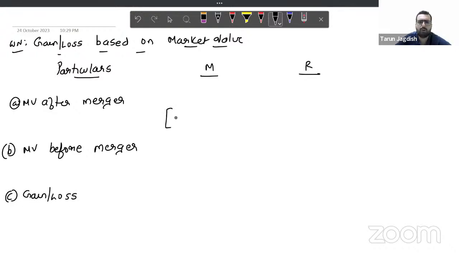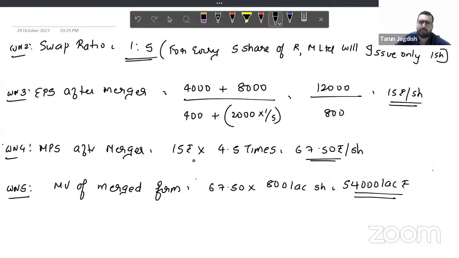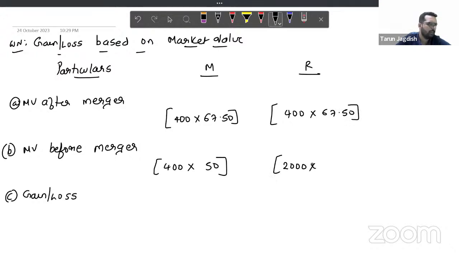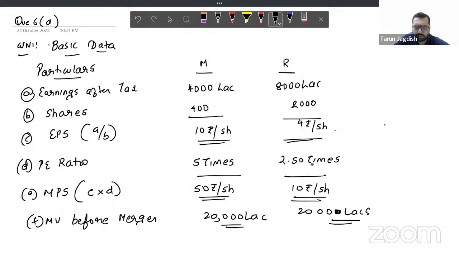So here he is holding how many shares? As of now, he is holding 400 lakh shares into what is the MPS after merger? 67.5. Before merger, what was the MPS of this company? I think it was 50 rupees, correct? So the difference will be his gain. Whereas R is also holding 400 after merger. Before merger, it was holding 2000. And what was the MPS before merger? 10 rupees.